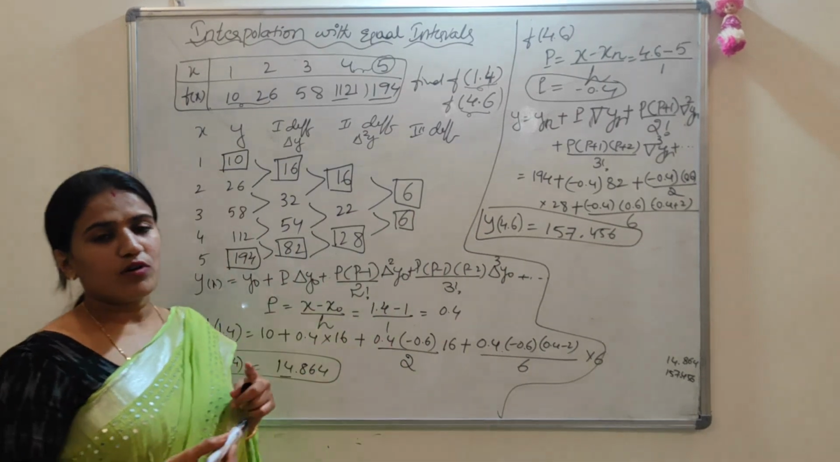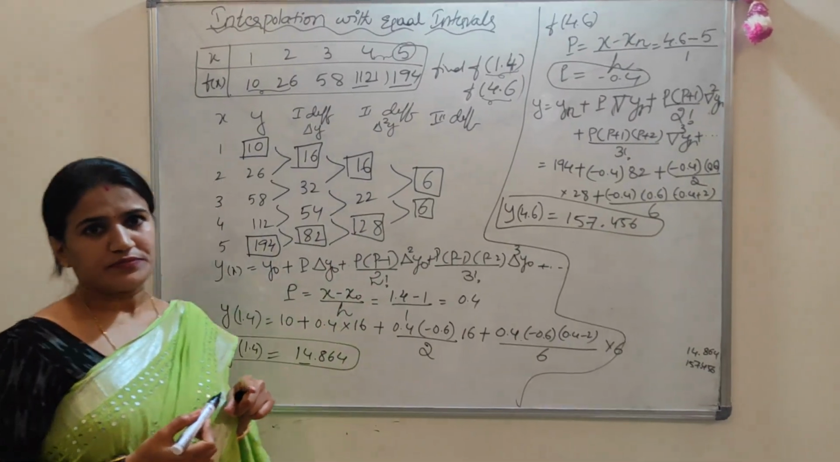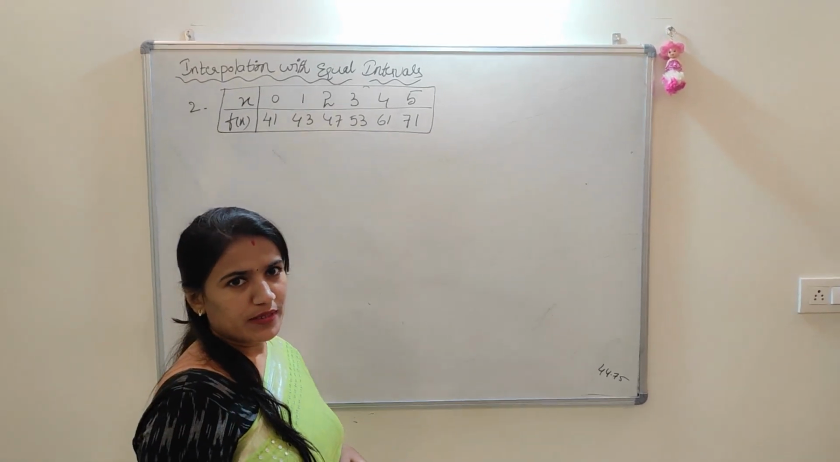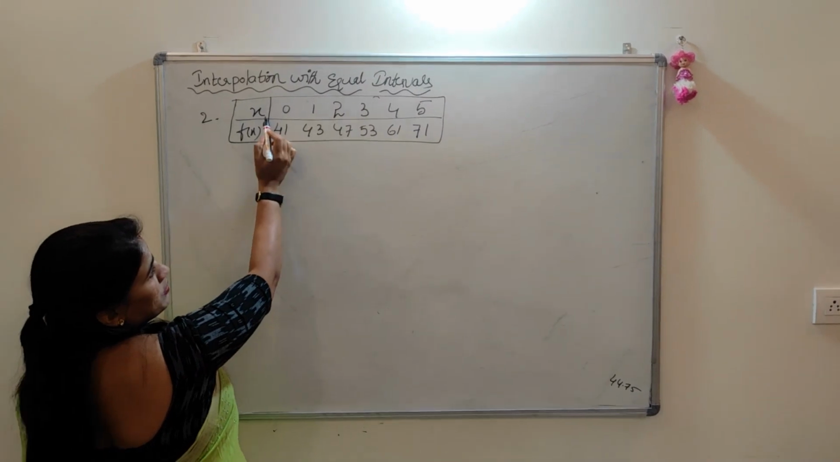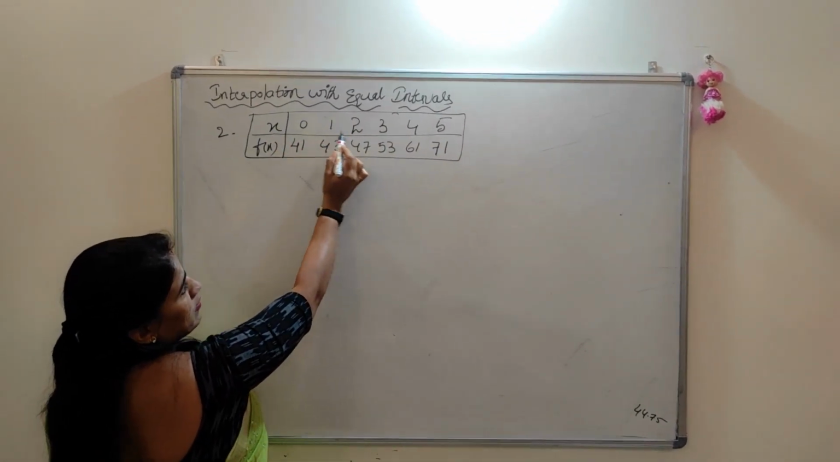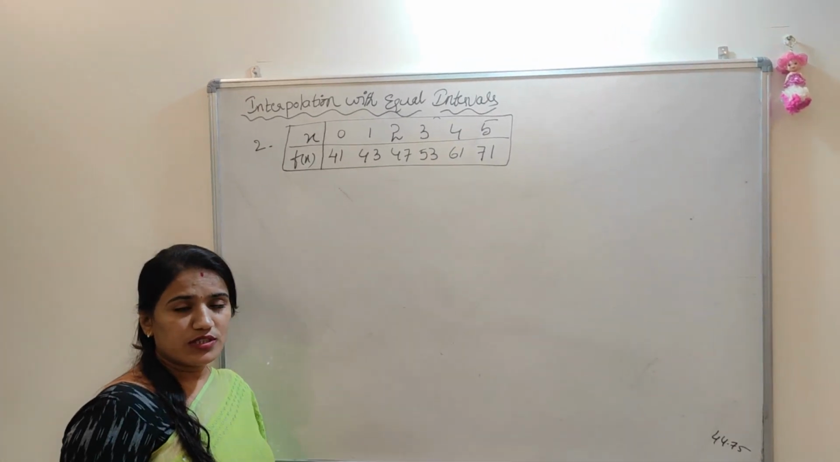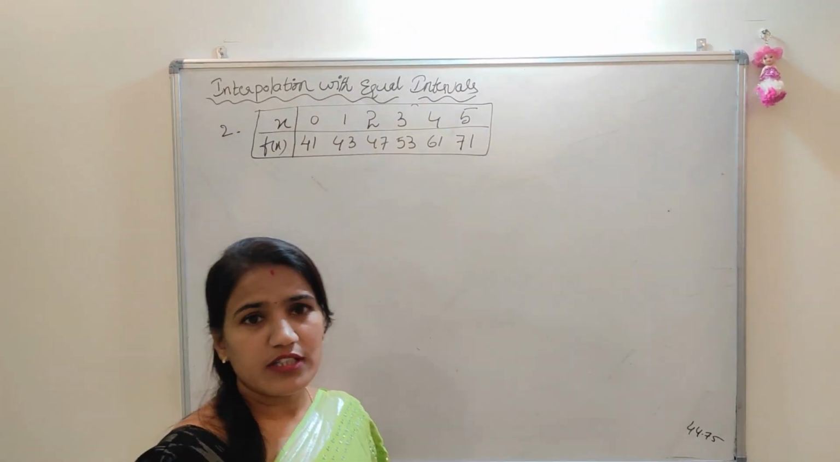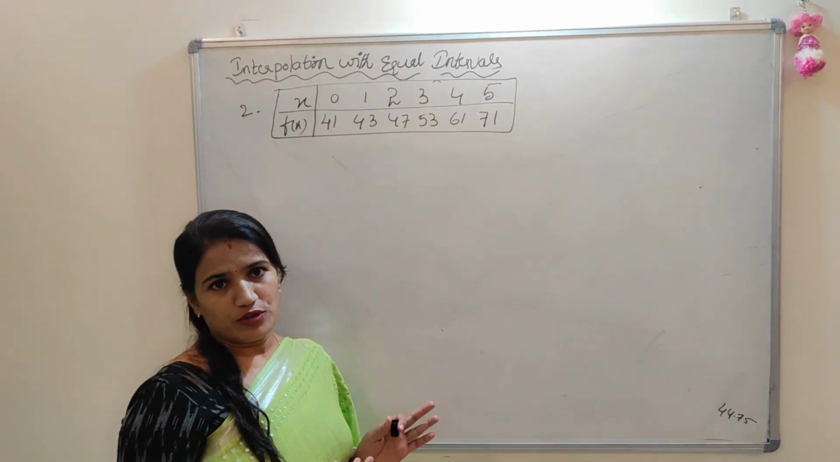Okay, so next problem we need to find the polynomial. Find the polynomial by using the given data. Here you can observe that the x values are at equal intervals. So we have to take Newton's forward, otherwise Newton's backward interpolation formula. Anyone we can choose and we can form the polynomial.